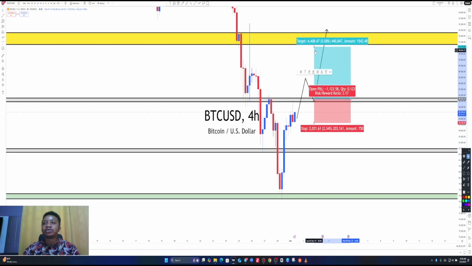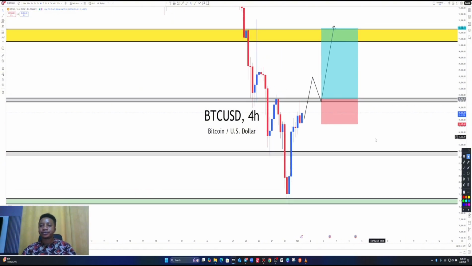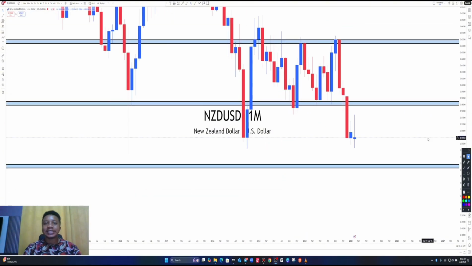We are going to move on to the next pair on the list. All right, so what's the next pair on the list? Let's move quickly and find out. All right, so the next pair on the list is NZD USD.